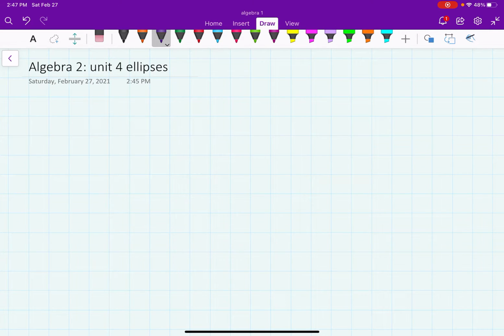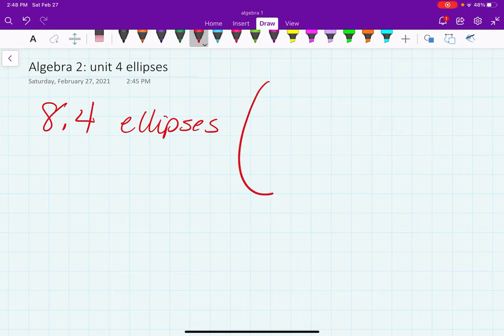Okay. Oh, this is 8.4 ellipses, so I put the wrong thing at the top of that. 8.4 ellipses. Ellipses either look like this or like this, okay? They're kind of a circle either pushed down or shoved together on the left or right side. So we have a couple of little different things.